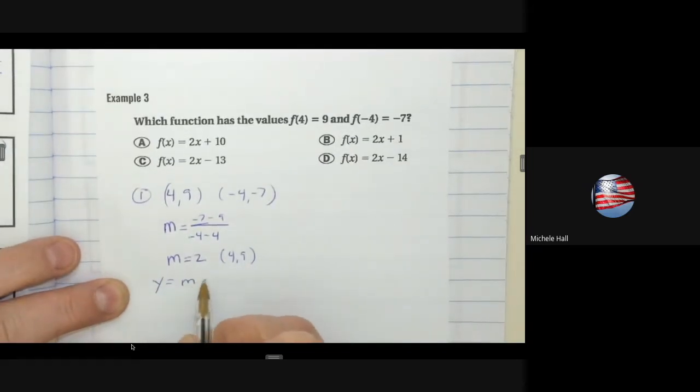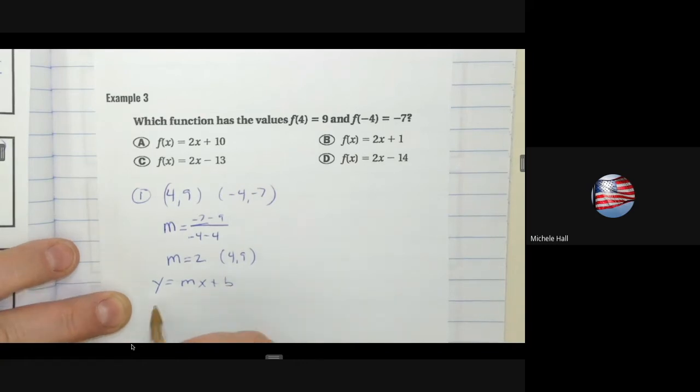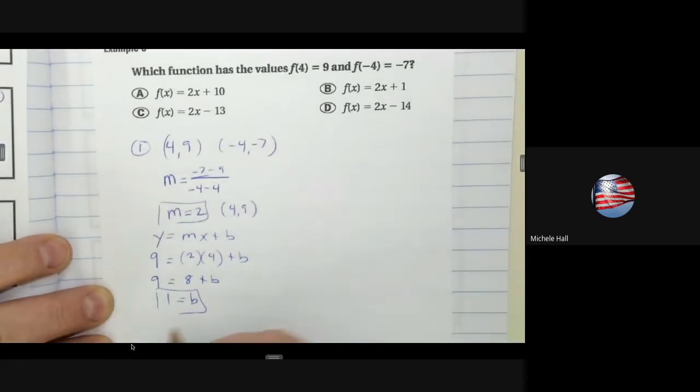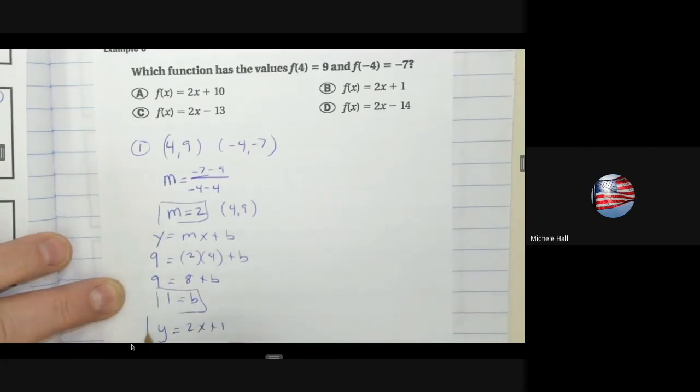Substituting in those given values that we have, y is 9. Multiplying my slope and my x, we have 2, and our x is 4. Solve for b, and we get 1. I have my m, I have my b, y equals 2x plus 1. That's one way of doing it.